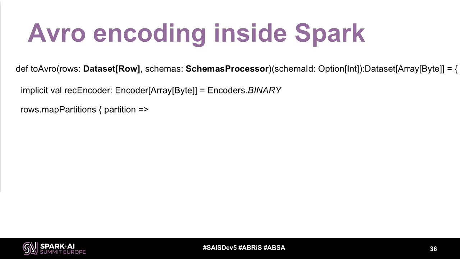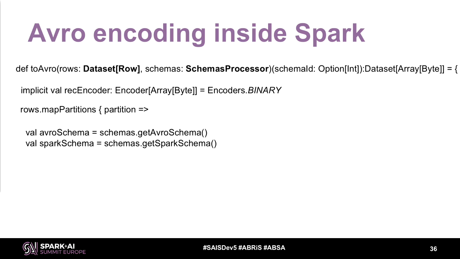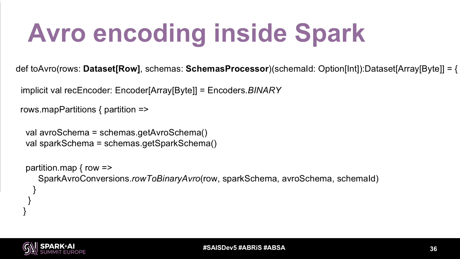Then we go to each partition inside Spark, inside the data frame that we are manipulating. We get the schemas. For each of the rows, we invoke that whole architecture that we saw, passing the schemas and the schema ID. If the schema ID is present, it's attached to the top of the payload. And this is the Confluent compatibility that Georgi mentioned.